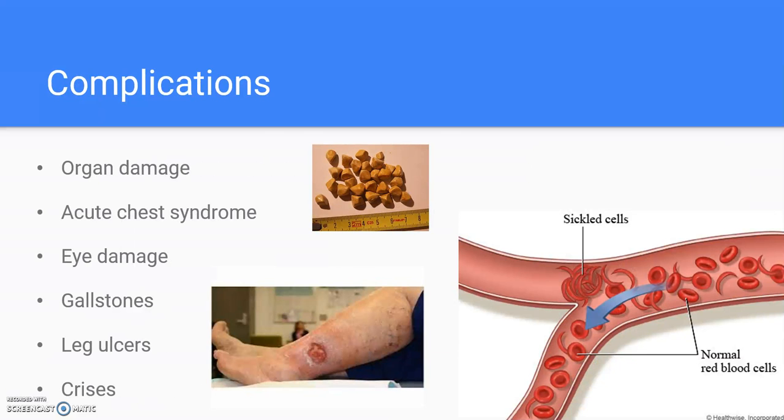There are complications that come with this disorder. Some of them include organ damage, specifically to the kidneys, liver, and the spleen, acute chest syndrome, which is pain in the lungs, eye damage, gallstones, which are hardened digestive fluid deposits in the gallbladder, leg ulcers, and crises, which are periods of pain in your chest, abdomen, or bones. Sometimes the pain is so bad that the patient has to be hospitalized.